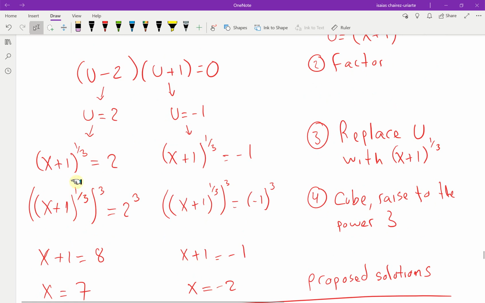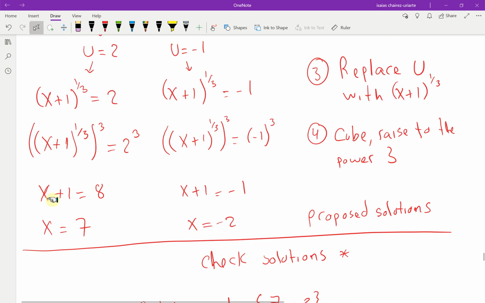To get rid of the 1/3 exponent, I gotta cube. I gotta raise everything to the reciprocal of that exponent. So the reciprocal of 1/3 is to the 3rd. So that's cubing. So I gotta raise everything to the power of 3 on both sides, on both equations. Right now I have two equations to solve. So I raise everything to the power of 3 on this left equation, everything to the power of 3 on this right equation, and I solve for x.